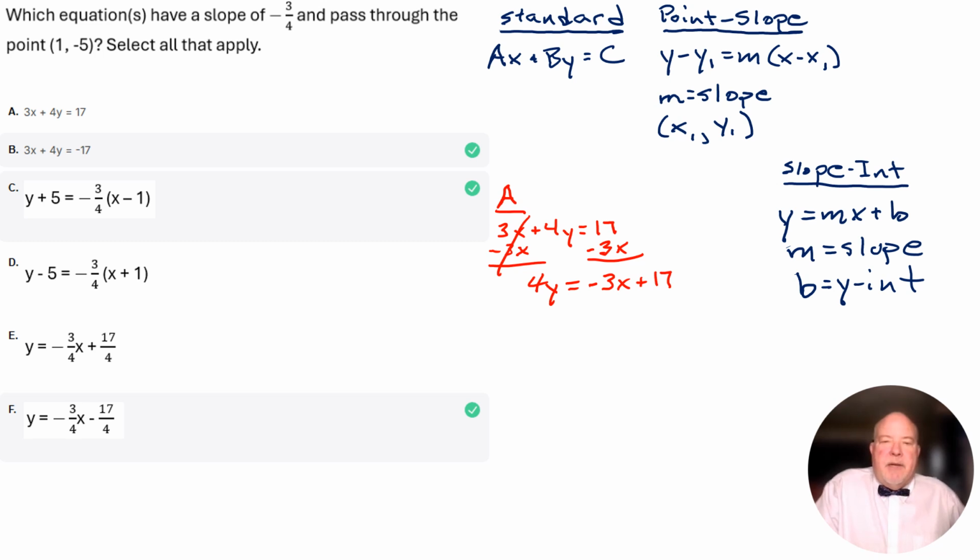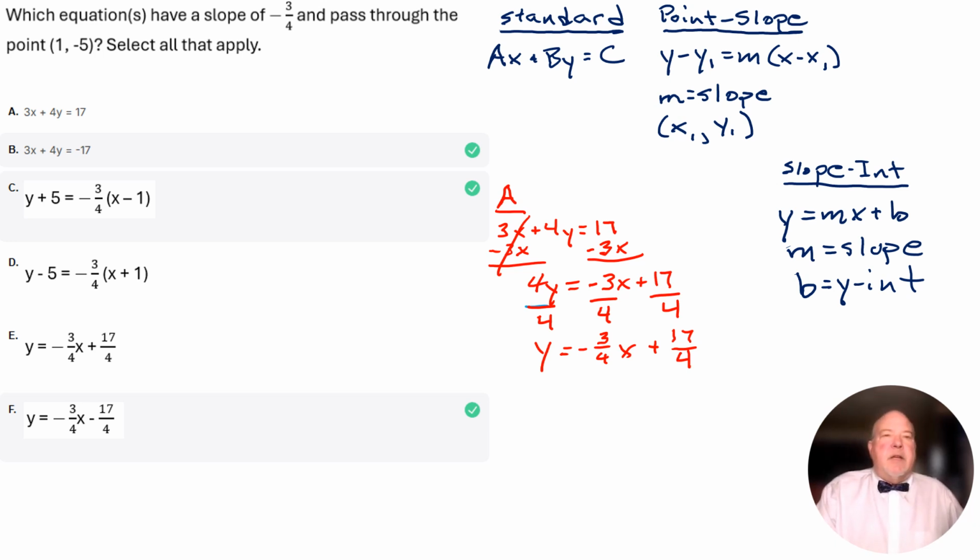Oh, sorry, I'm not done yet with that. I've got to get rid of the 4. So I have to divide both sides by 4, dividing everything on both sides by 4. And so then I end up with y equals negative 3/4 x plus 17/4. The slope, the coefficient of x, is negative 3/4, so that one's good with the slope.